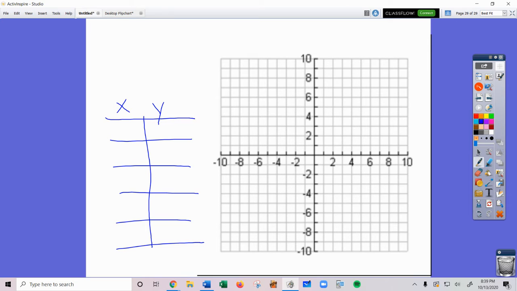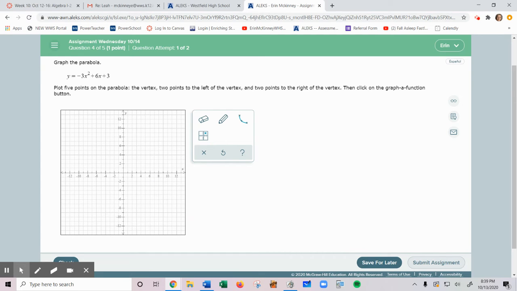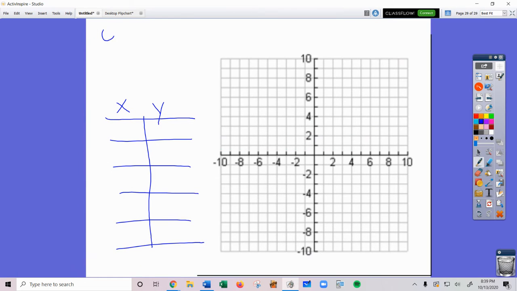So I'm going to actually pull an exact example from Alex. Okay, so let's say we have y equals negative 3x squared plus 6x plus 3. Okay, and we want to graph this parabola. So we said that the vertex would go in the middle. And what formula do we always use to find our first x value? We always start with x equals negative b over 2a.